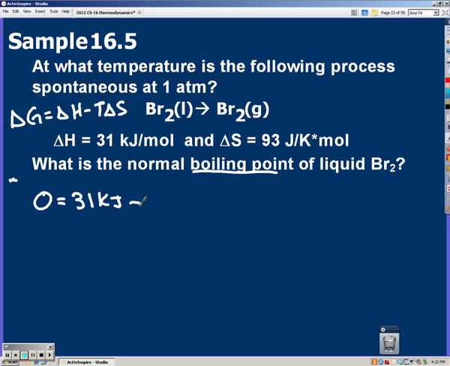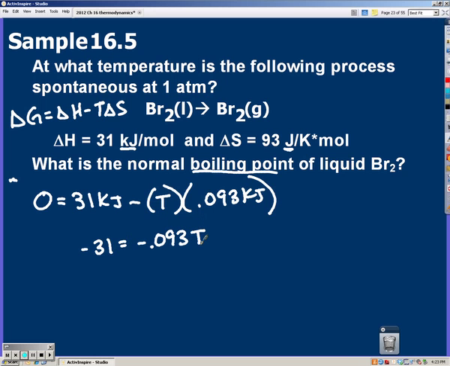So they gave us our delta H, we plug that in. Notice the units are kilojoules per mole. We don't know the temperature, that's what we're looking for. And our delta S is in joules per Kelvin. You usually have to convert one of these. The most common unit for delta H is kilojoules per mole, and delta S is joules per Kelvin times mole. So I converted my delta S to kilojoules. And then solving for temperature, I get 333. That is the temperature when delta G equals 0, or when I have some liquid and gas at equilibrium. So that's my boiling point.